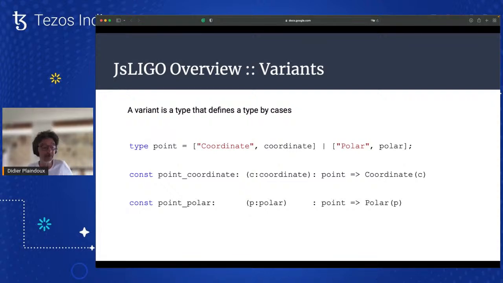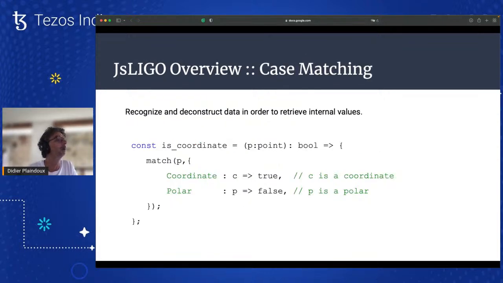So if we can create different values for the same types, we should have an operation which lets us do the deconstruction of this type of the point in order to see if it's a coordinate or a polar. So mainly in most languages, if we deal with a type, we have what we call the switch case, the switch table construction. So here in GS LIGO, we have the same one, which is called case matching. And case matching lets you recognize and deconstruct the data in order to retrieve the internal value.